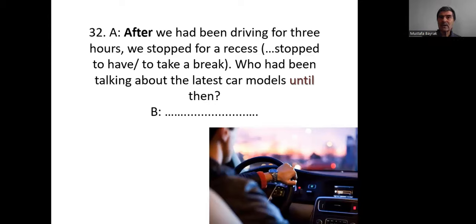32A. After we had been driving for 3 hours, we stopped for a recess, for a break. Stopped to have or to take a break. Who had been talking about the latest car models until then? Yasemin had been talking about the latest car models until then. Until we stopped for a recess.